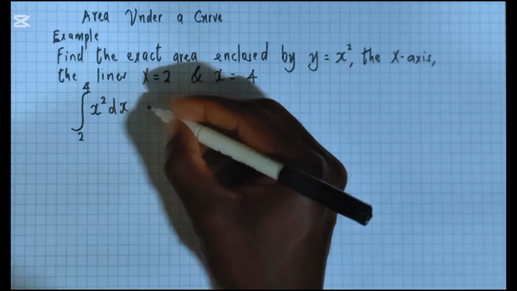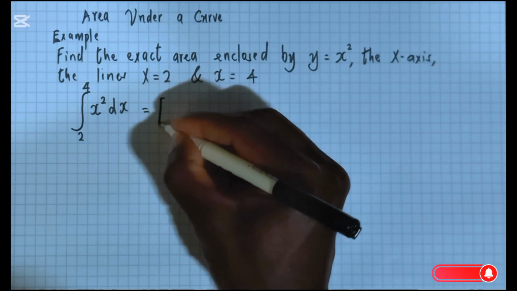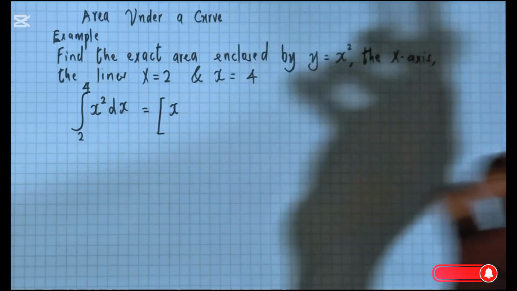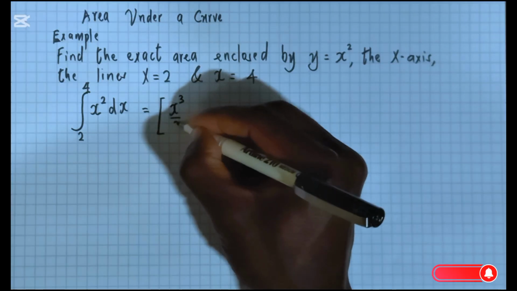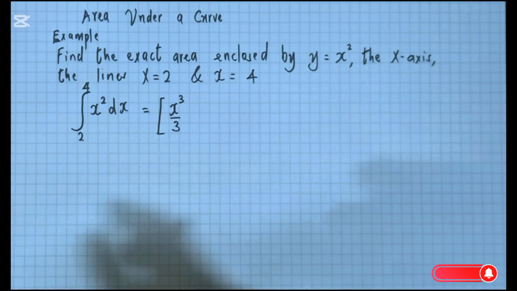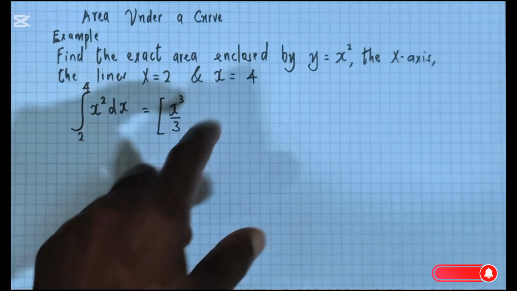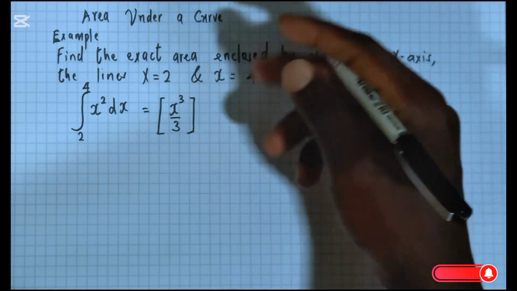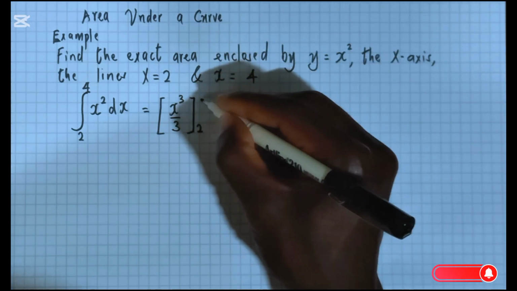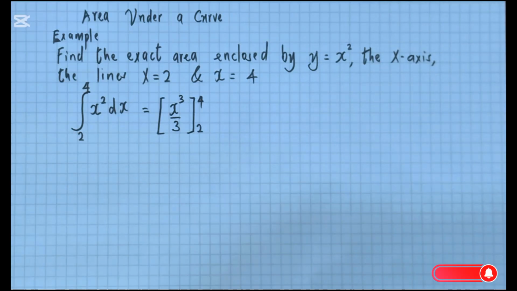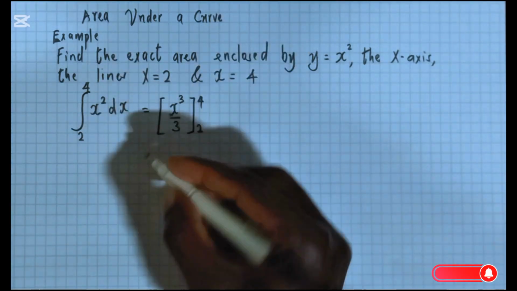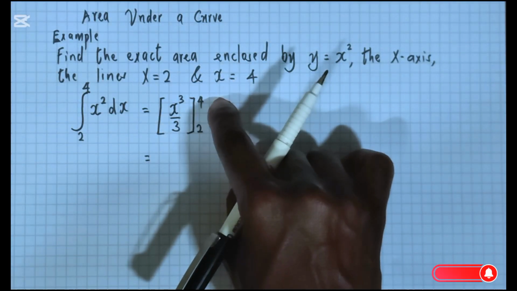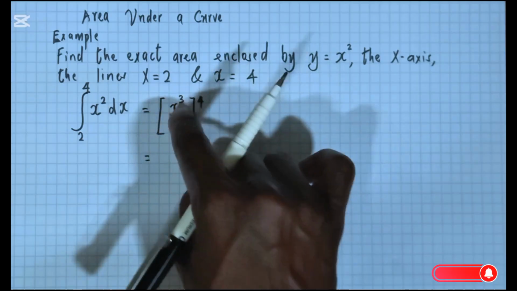So this is going to be x to the power 2 plus 1, that is 3, all over 3. Because we are dealing with a definite integral, we won't add the constant. We show the limits on the right-hand side. To find the exact area, we subtract the value of x at the lower limit, that is 2, from the value at the upper limit.